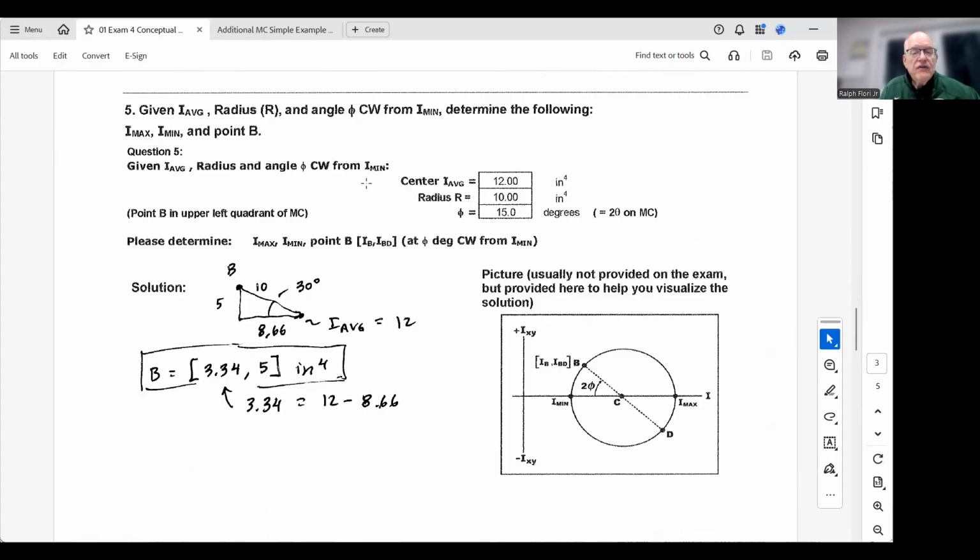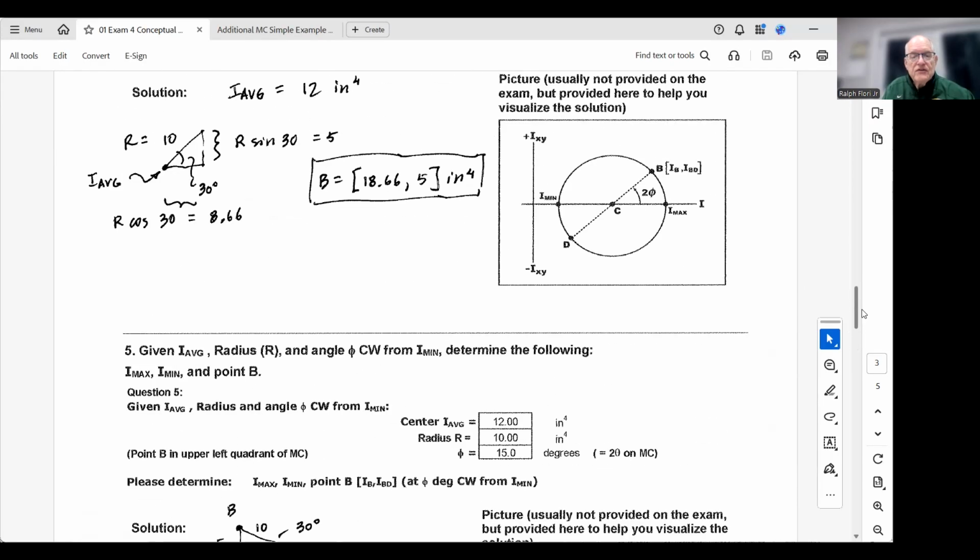So your I average is 12, the radius is 10, and you're given an angle of 15 degrees on the cross section, which is 30 degrees on Mohr circle, and this is an angle clockwise from I min. And so now you're drawing this triangle. To the left is the I min direction. And so clockwise from that is a line that goes this way, which is 30 degrees. And again, this corresponds to a B that plots in the upper left quadrant of the circle.